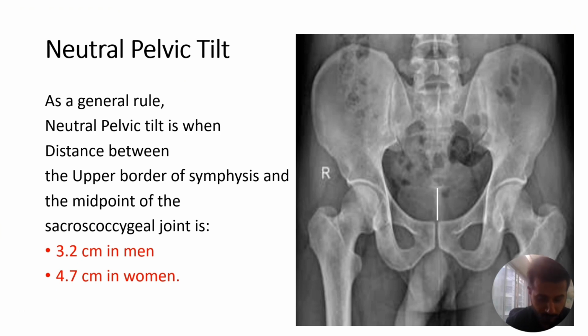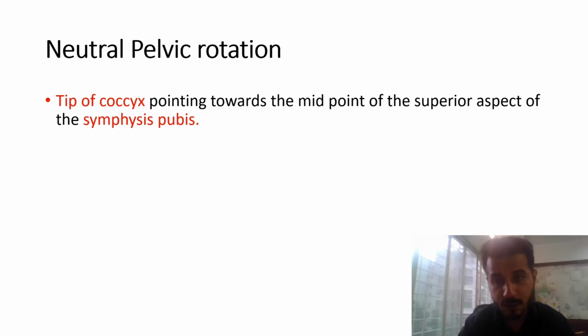Now, we also need to look for certain things on the X-rays for diagnosing pincer type of FAI. But before going to that, we should know how a proper AP X-ray of the pelvis is taken. So the pelvic tilt needs to be neutral. As a general rule, neutral pelvic tilt is when the distance between the upper border of the symphysis and the midpoint of the sacrococcygeal joint is roughly 3.2 centimeter in men and 4.7 centimeter in women. Now, the pelvis also needs to be in neutral rotation, which is ensured by making the tip of the coccyx point towards the midpoint of the superior aspect of the symphysis pubis.